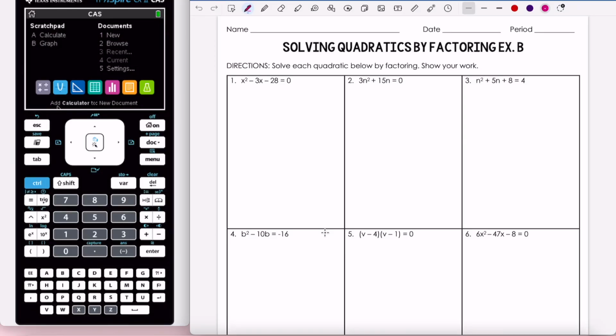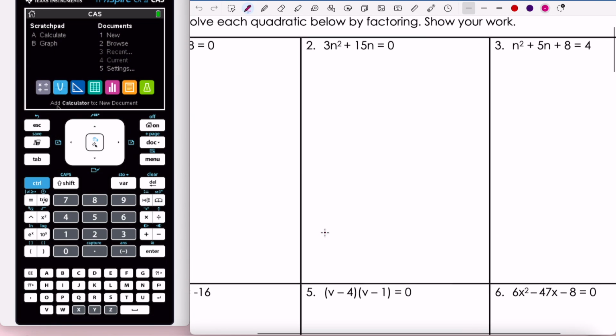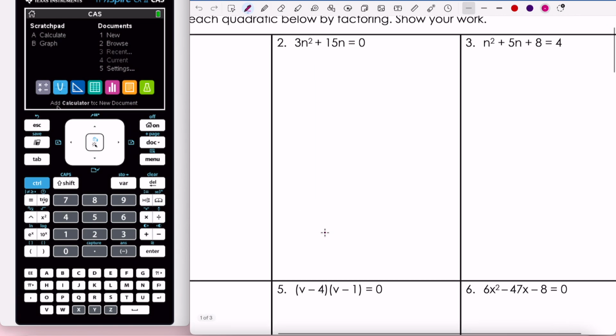In this video, we're going to be going over a couple questions off of solving quadratics by factoring exercise B. Our directions say solve each quadratic below by factoring. Show your work. So remember, the different methods of factoring that we've learned are factoring by a GCF, factoring using factor sum charts, factoring using bottoms up, and factoring by grouping. So we're going to go and take a look at number 2.